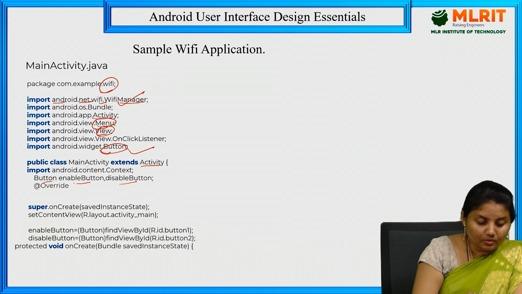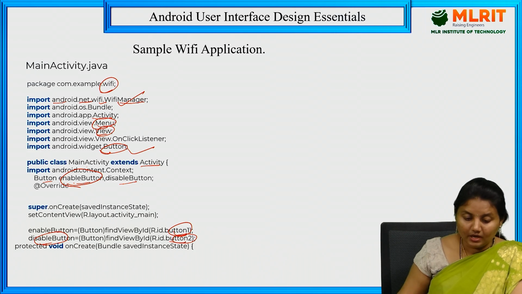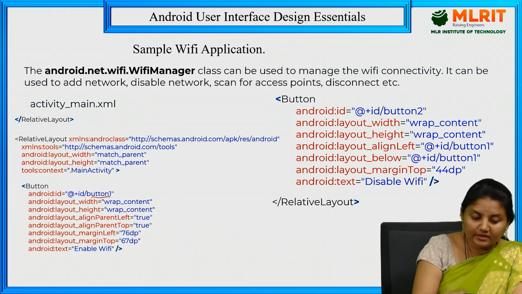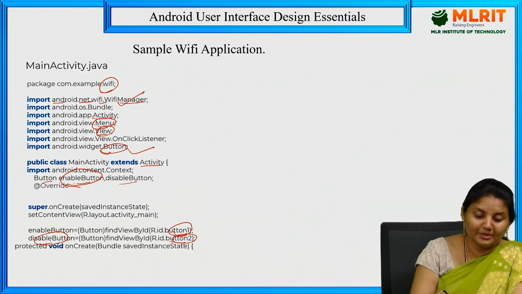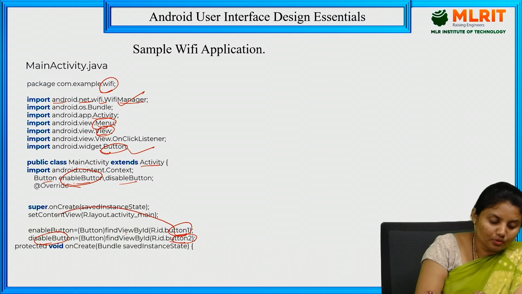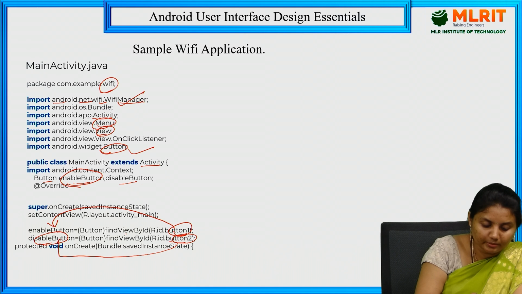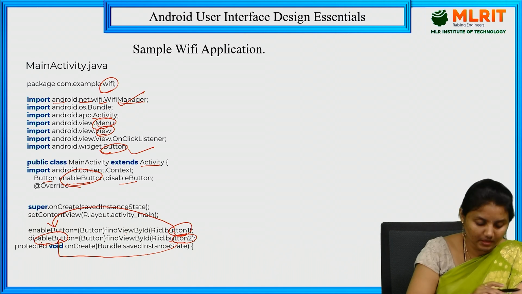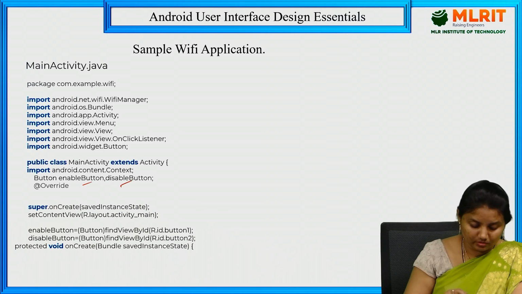After setContentView, for the enable button you take button 1, and for the disable button you take button 2 from the XML. Button 1 and button 2 are the IDs of your buttons, so those two are accessed here. Using findViewById, button 1 is stored in the enable button and button 2 is assigned to the disable button. These names are user defined, so there is no need to give them exactly like that.